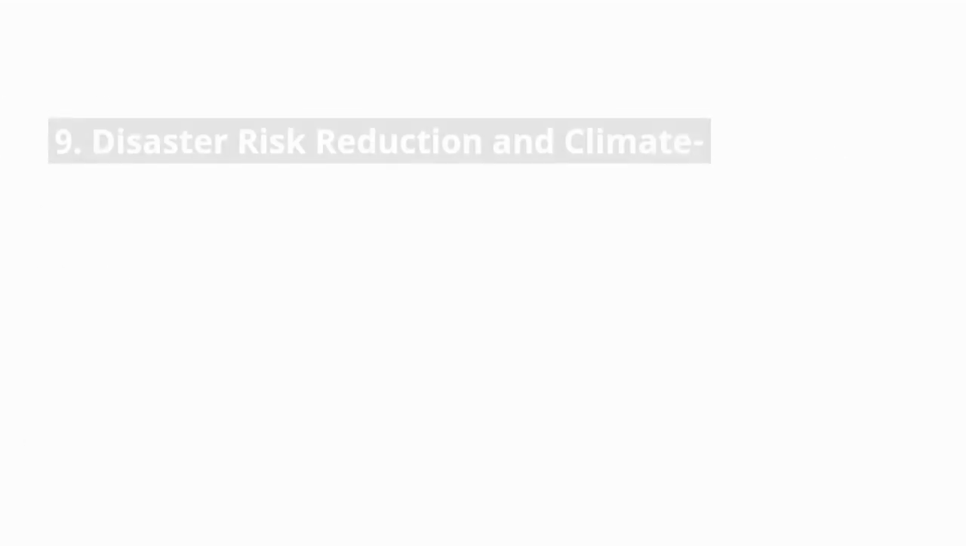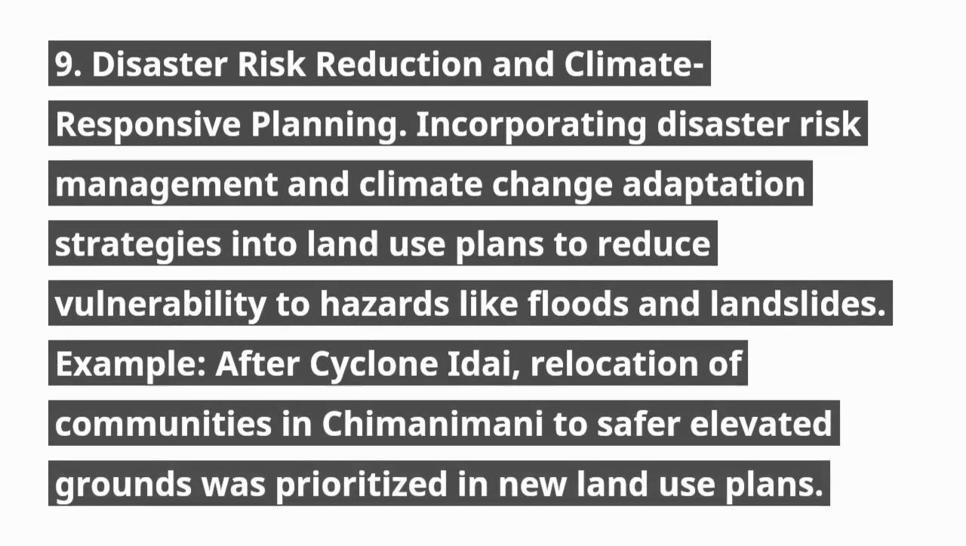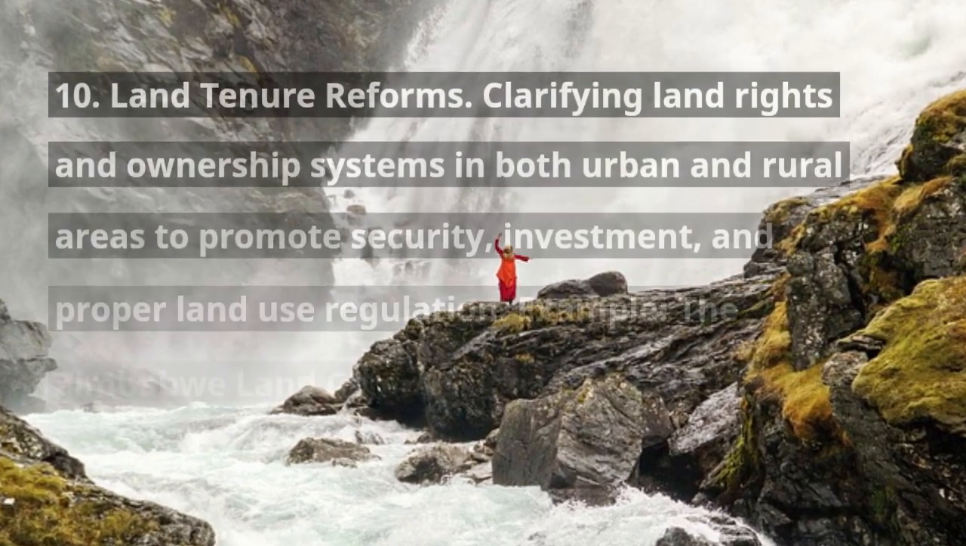9. Disaster risk reduction and climate-responsive planning. Incorporating disaster risk management and climate change adaptation strategies into land use plans to reduce vulnerability to hazards like floods and landslides. Example: after Cyclone Idai, relocation of communities in Chimanimani to safer elevated grounds was prioritized in new land use plans.